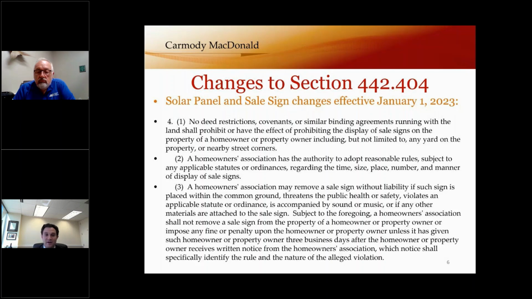And so at this point, I would take questions and talk with you more about these political signs, solar panels, and sale signs. But if you do have questions, I do again suggest that you talk with your community manager and talk with the association's attorney to get more guidance and information on next steps.